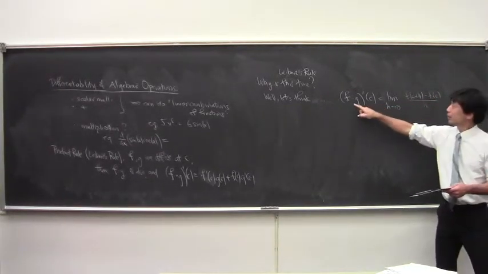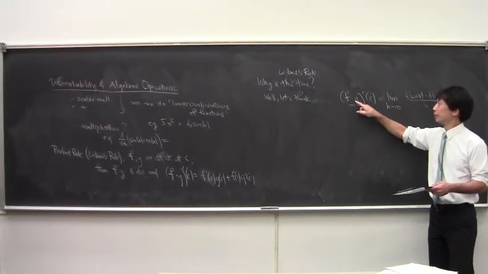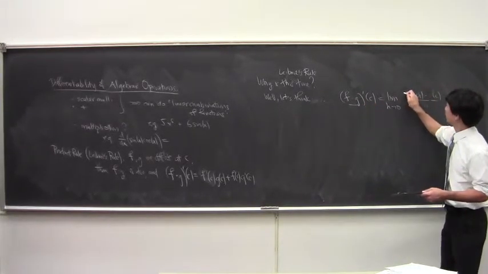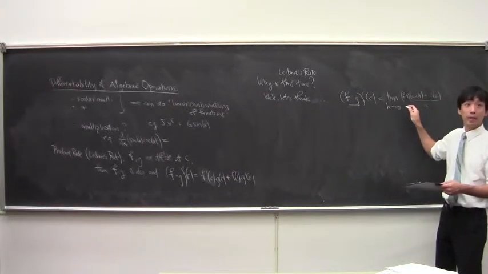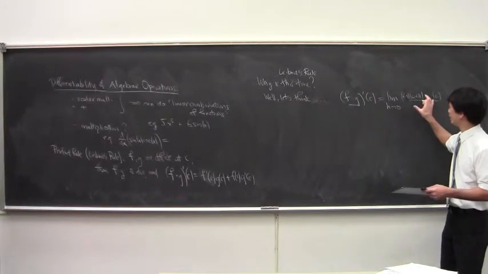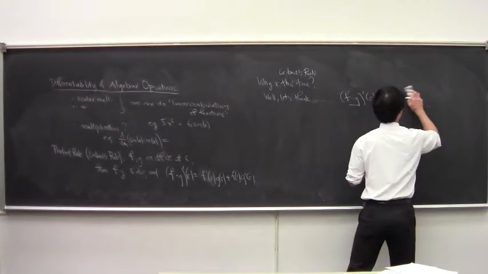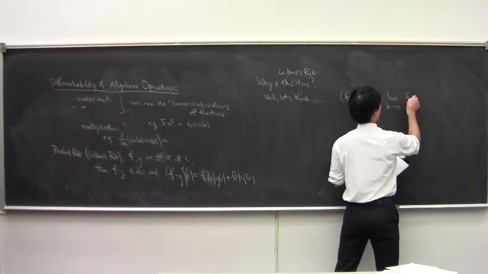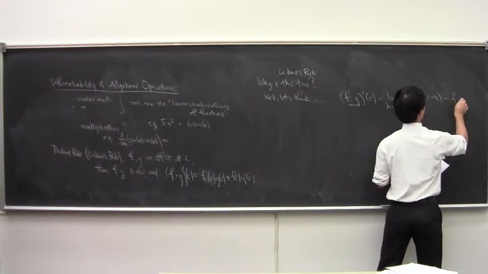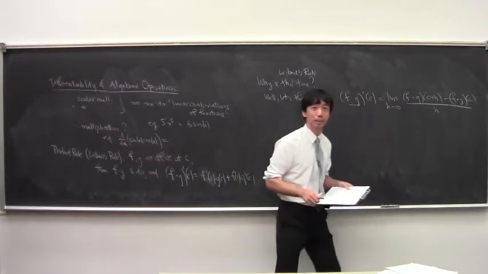Be careful. We're taking the derivative of f times g. This is our function, f times g. So over here, it should be f times g. We're differentiating that function, not f. It looked like you were taking the derivative of f independently. So let's be careful. This will be f times g evaluated at c plus h minus f times g at c, everything over h.